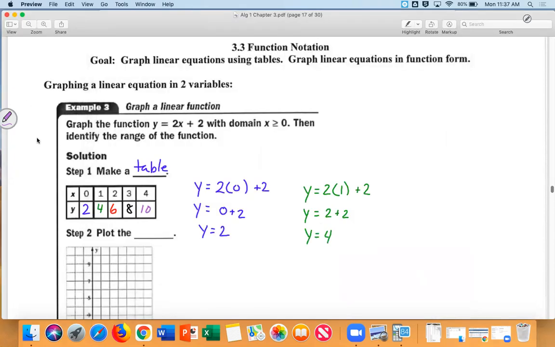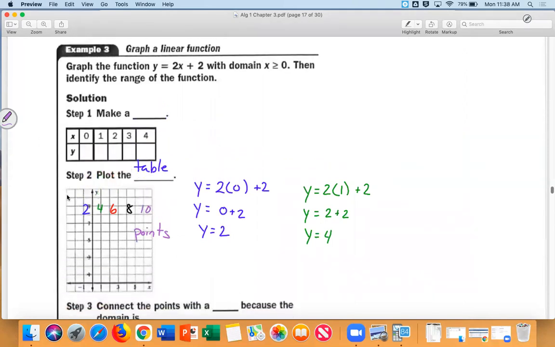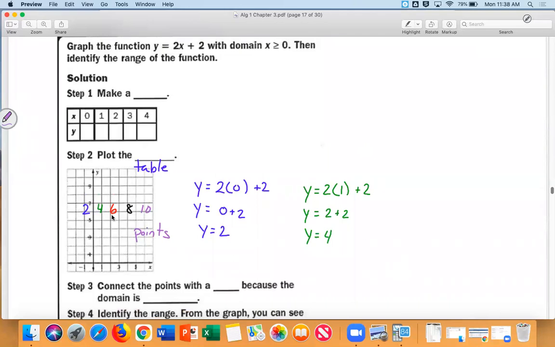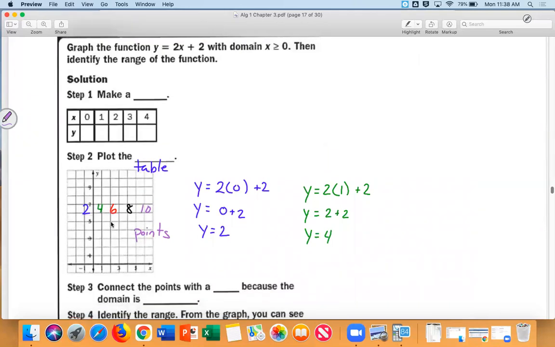Now it says step 2, plot the points. To plot the points, I'm going to have to see if I can move this.